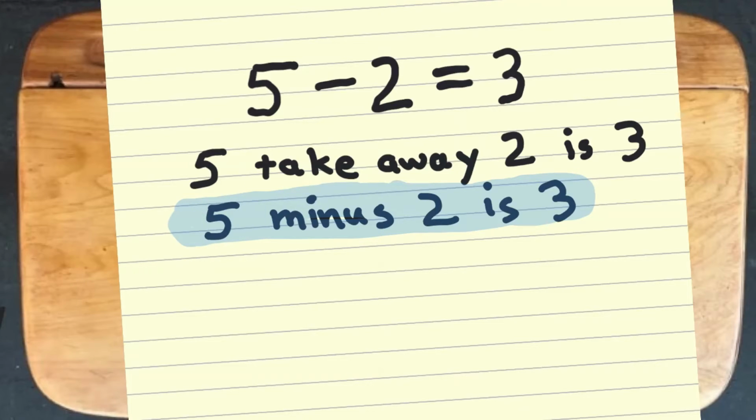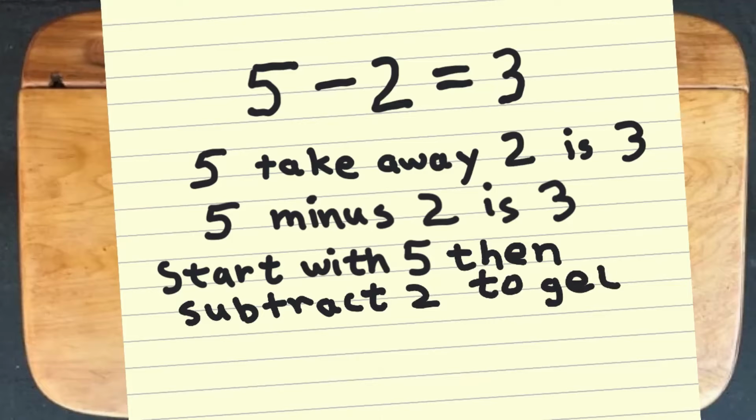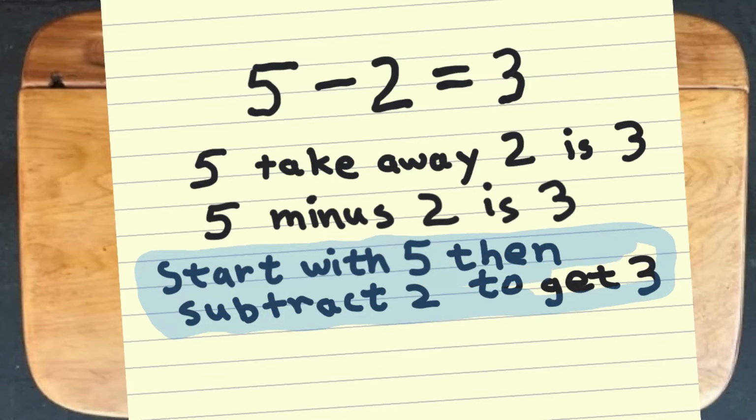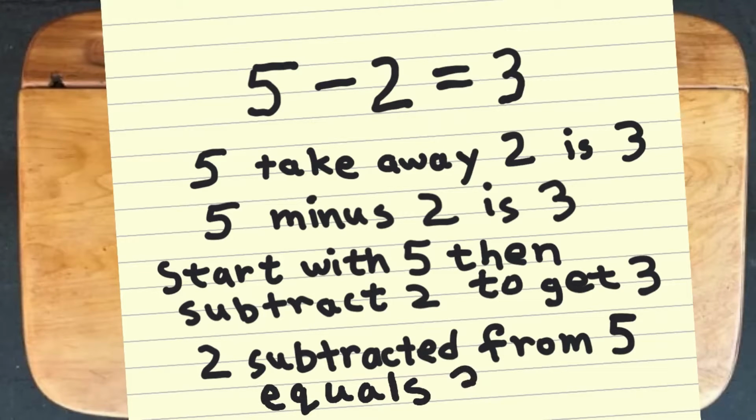Then we can describe the subtraction by saying start with 5, then subtract 2 to get 3. Let's see how that looks. Start with 5, then subtract 2 to get 3. This is a tricky one. 2 subtracted from 5 equals 3. Let's see how that looks.